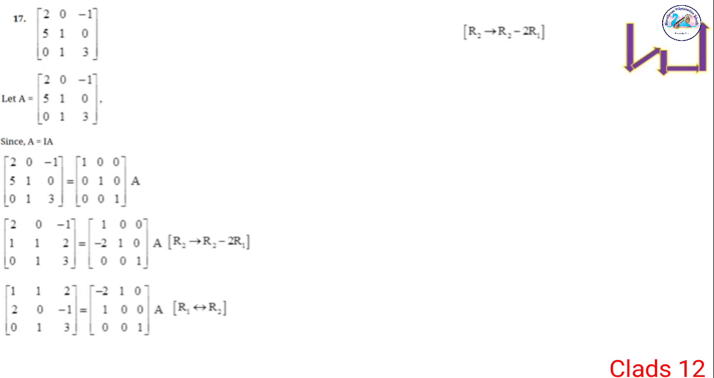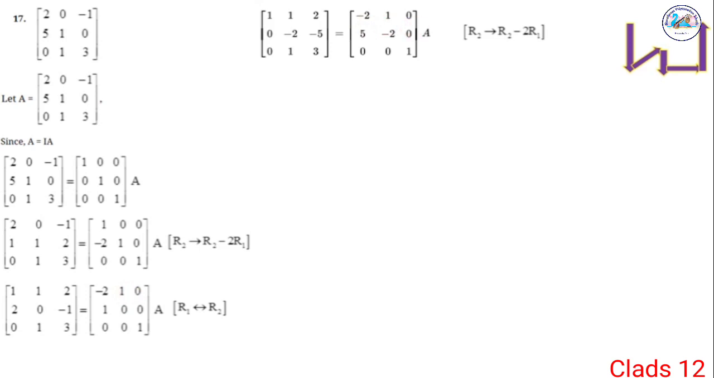Now move on to the next transformation, that is R2 changes to R2 minus 2R1. After doing the transformation, R1 remains the same, 1, 1, 2, and R2 changes to R2 minus 2R1. That is 2 minus 2 into 1, which is 0. Next is 0 minus 2 into 1, that is minus 2. Next is minus 1 minus 2 into 2, that is minus 1 minus 4, which becomes minus 5. Then R3 remains the same, 0, 1, 3. On the right side, R1 is the same, minus 2, 1, 0.